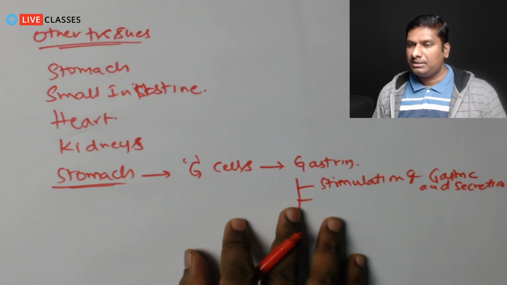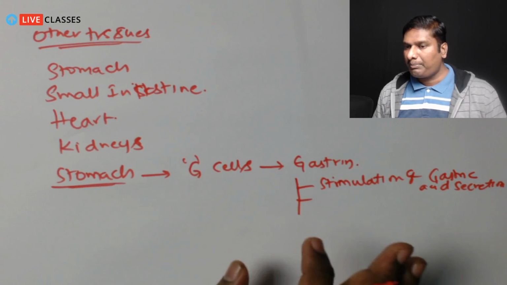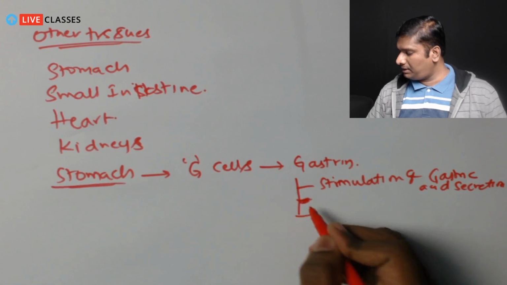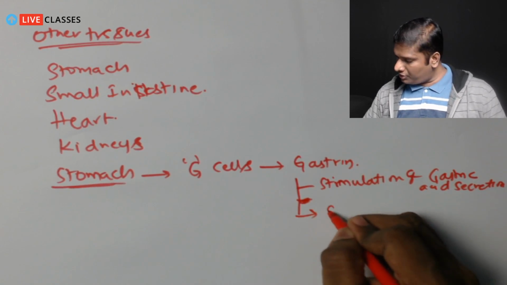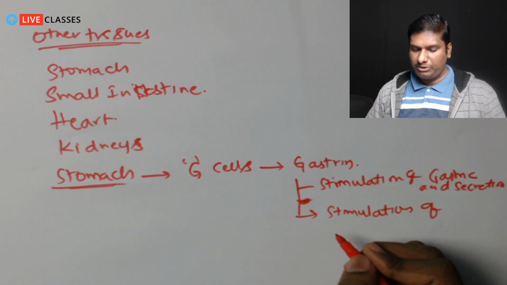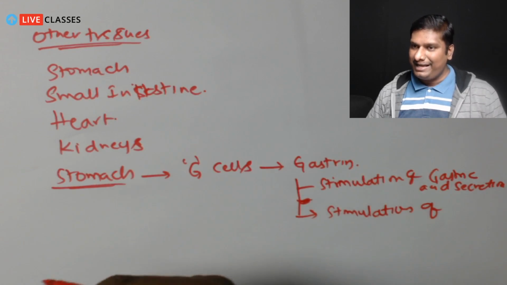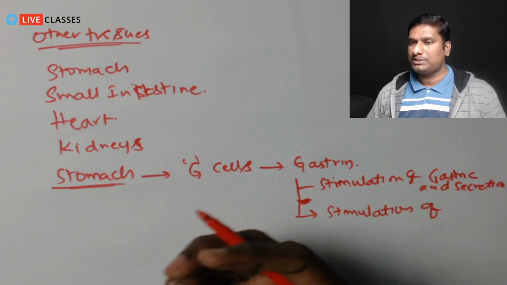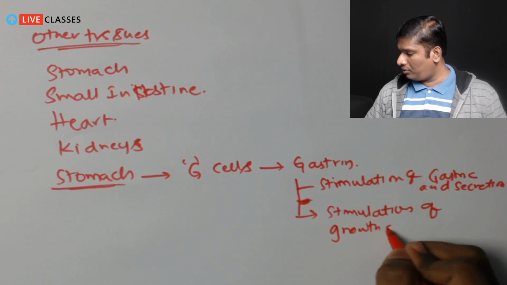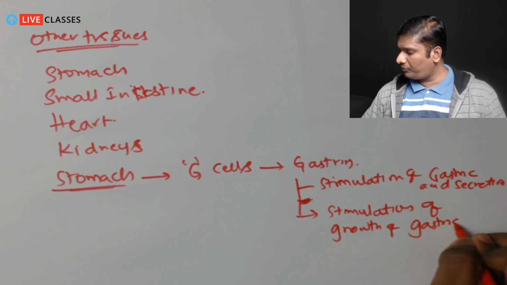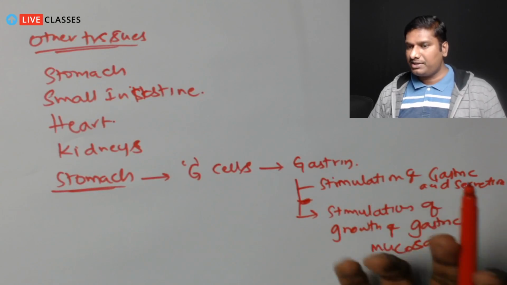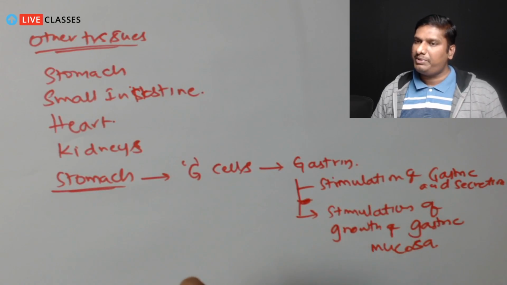It stimulates the stomach, particularly the parietal cells, to start secreting the gastric acid. The other role played by it is stimulation of the gastric lining to start making more and more mucosa, that is, stimulation of growth of gastric mucosa. So you have gastric acid secretion, and obviously you need protection from the gastric acid being secreted.